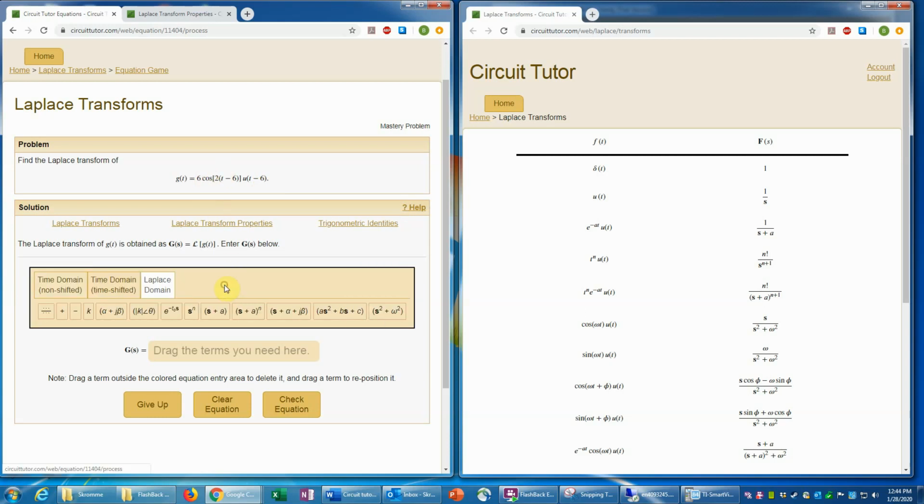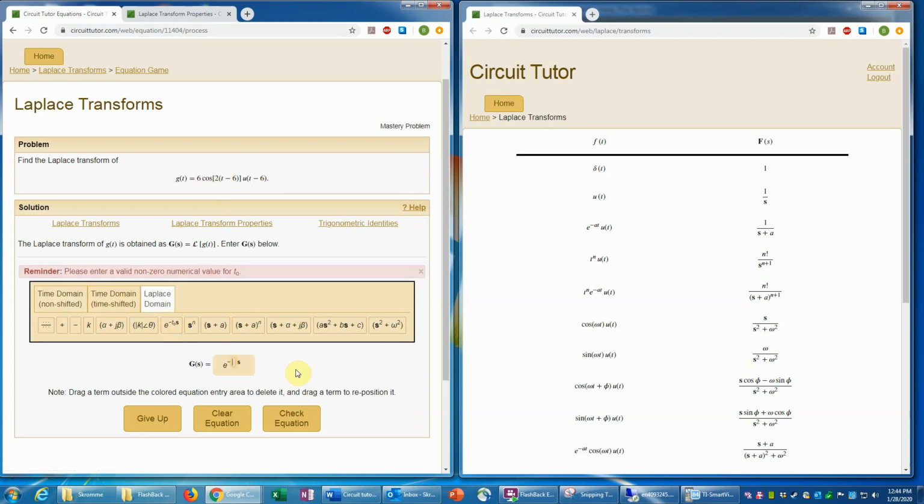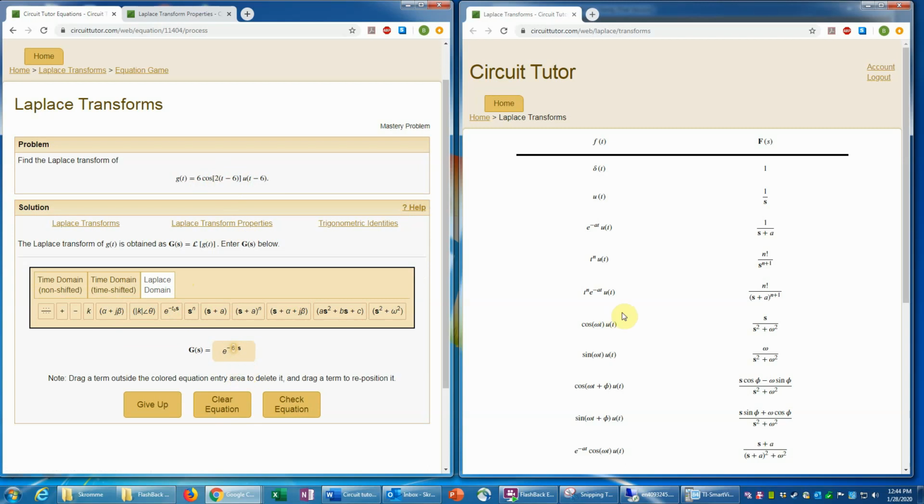So I'm going to go into Laplace domain, as always, start with my exponential factor. And that'll take care of the time shifting. And if I like, I can put in the value that's going to be 6 seconds. So I'll just put in a 6 there. Then I need to look up the Laplace transform of the cosine function, because that's the basic function here. And that's just this s divided by s squared plus omega squared.